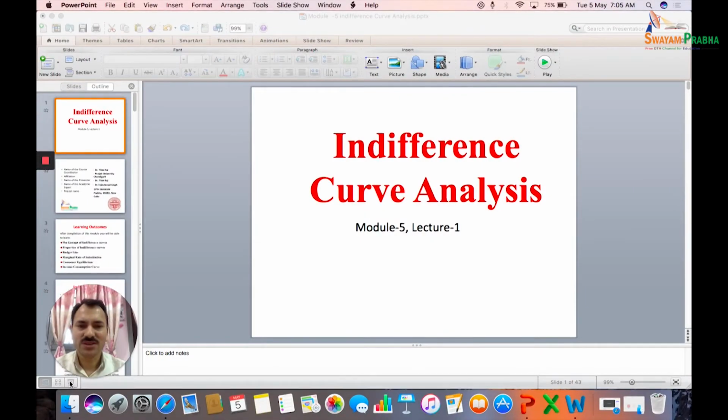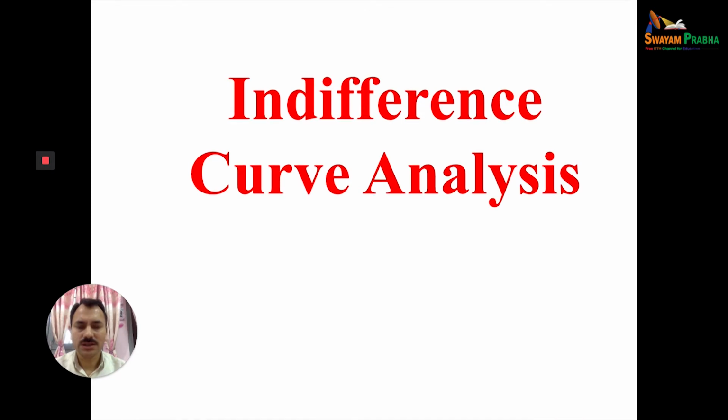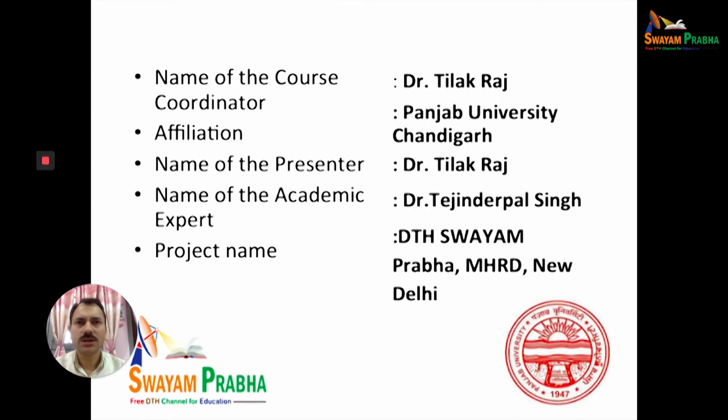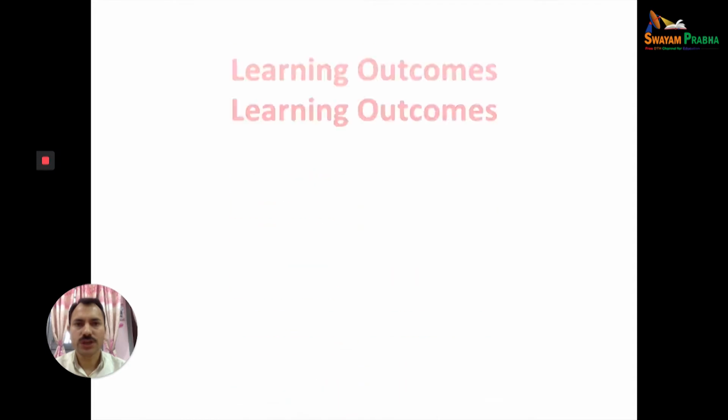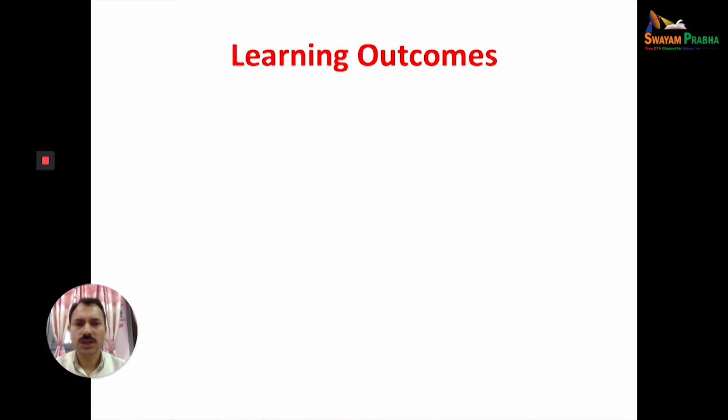Welcome one and all to today's lecture, that is Indifference Curve Analysis. This is the fifth module of this series. In the last lecture, we learned about utility analysis. By utility we mean the want-satisfying power of a commodity, the value in use of a commodity. When we consume the commodity, it gives us some satisfaction, happiness, which is called utility.